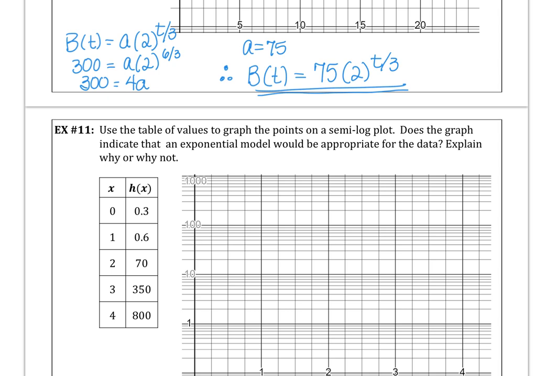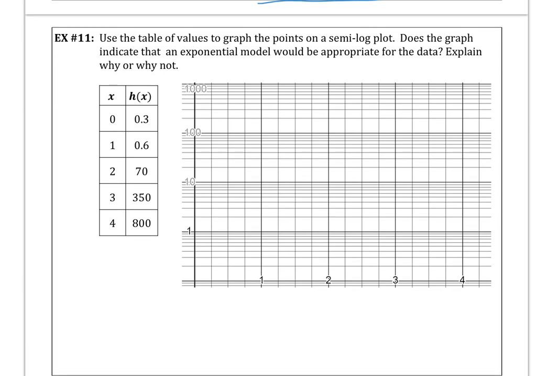Example 11, we want to use the table of values to graph the points on a semi-log plot and decide if the graph indicates exponential model would be appropriate, and then we want to explain why or why not. So graphing 0 and 3/10, that's going to be 1, 2, 3/10 is right here.